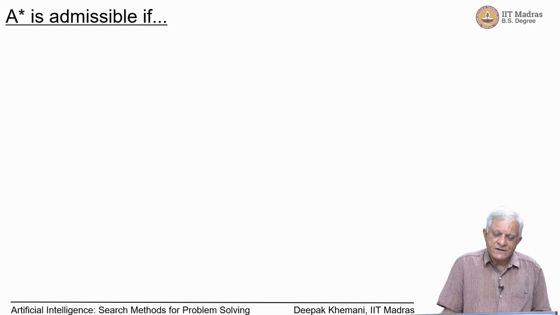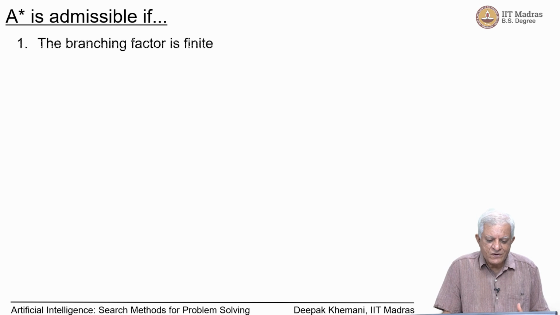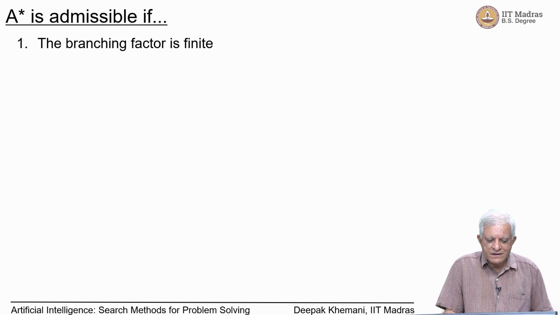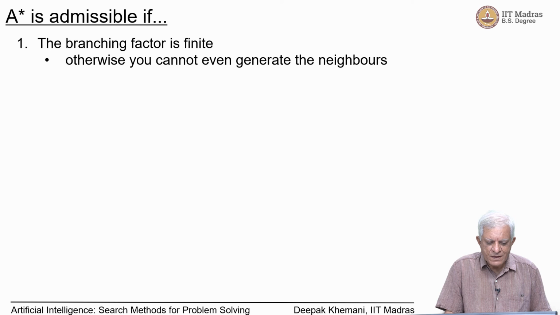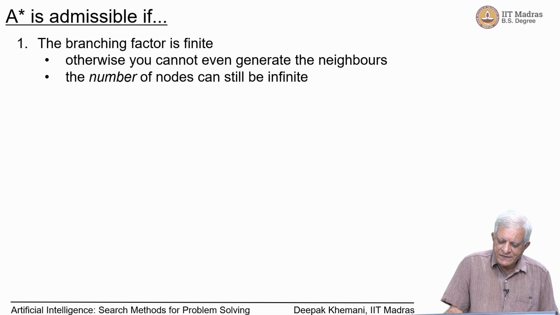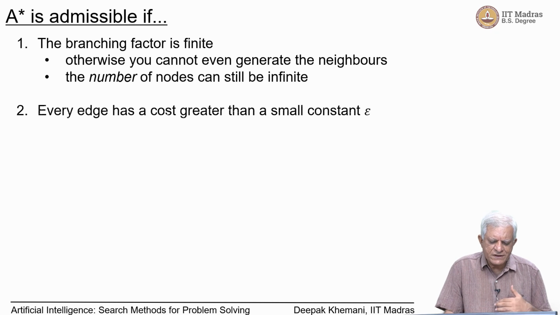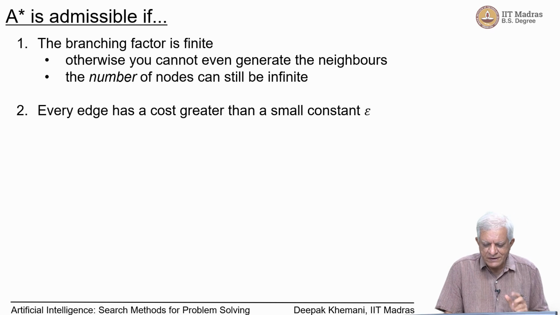So, what are the conditions under which A star is admissible? A star is admissible under the following conditions. One is that the branching factor should be finite, otherwise you cannot even generate the neighbors, I think. The total number of nodes in the graph can still be infinite. The graph can still be infinite, but the branching factor must be finite. The only algorithm which works with infinite branching factor is something like simulated annealing, because there you only pick one random neighbor, you do not generate all the neighbors.